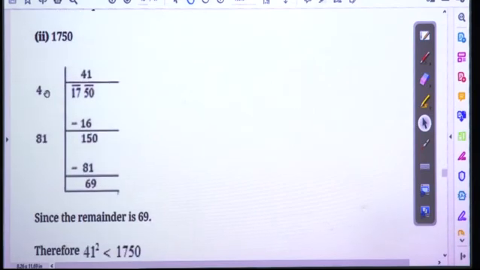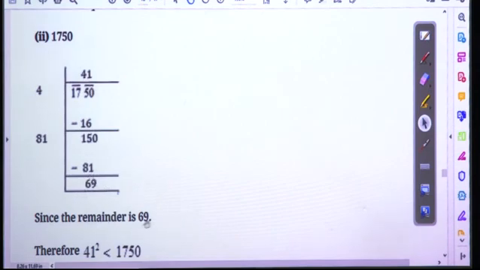1750. Okay, we are finding the nearby square to 1750. Two groups, 17 and 50. 4 square is 16, double of 4 is 8, 1 is remaining. Next group, that is 50 brought down, 81 ones-a, 150 minus 81, 69 is remaining.